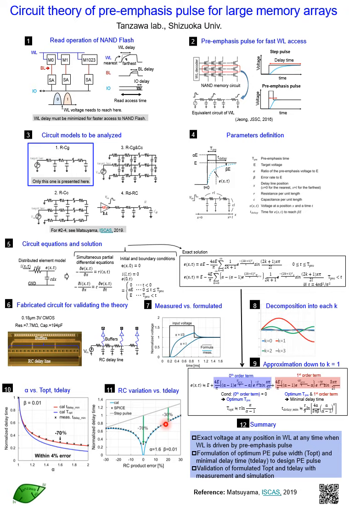Therefore, in the next presentation, I will show how you can minimize this RC variation impact for the reduction of word line RC delay time. So this graph suggests that the pre-emphasis pulse design must consider the RC variation.